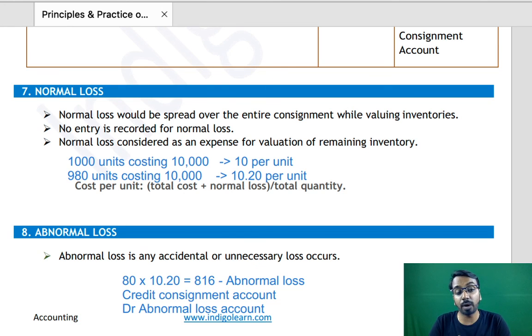Okay. So important thing, normal loss is automatically absorbed by the good units. Abnormal loss is not absorbed by the good units. You credit abnormal loss to the consignment account. Later on, to the extent the insurance company does not pay you the money, that part goes to the profit and loss account.